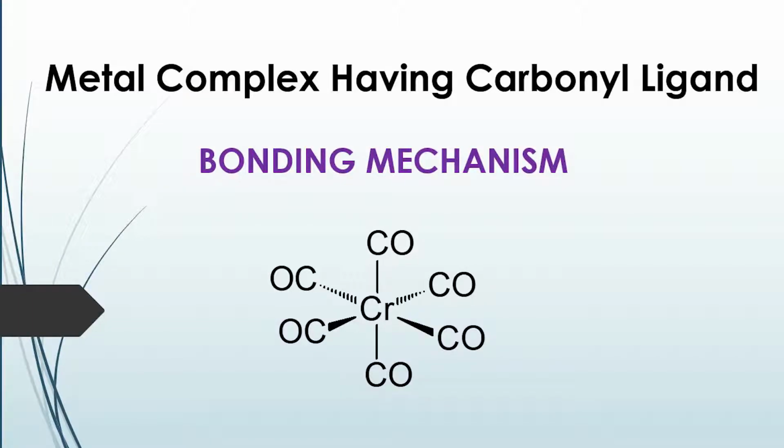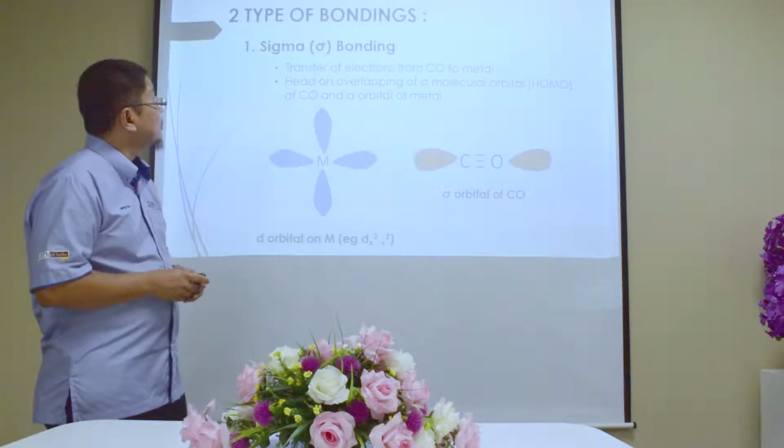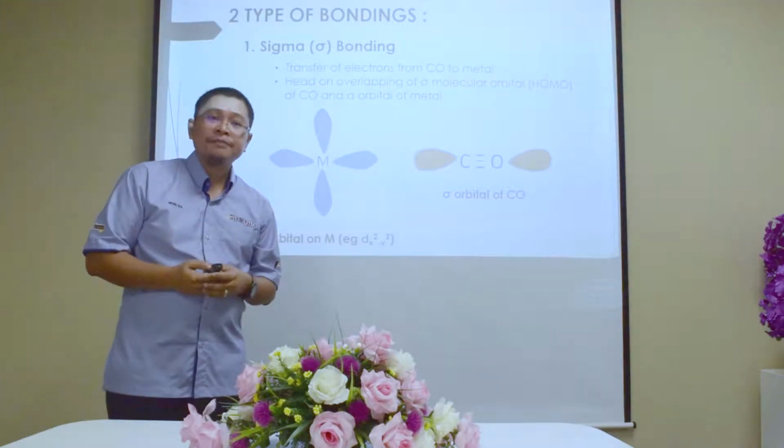Today I'm going to give you lectures on bonding mechanism in metal complexes with carbonyls as ligand. For example, this is chromium with 6 carbonyl ligands attached to it. In the bonding mechanism with metal in metal complexes, there are two types of bondings.